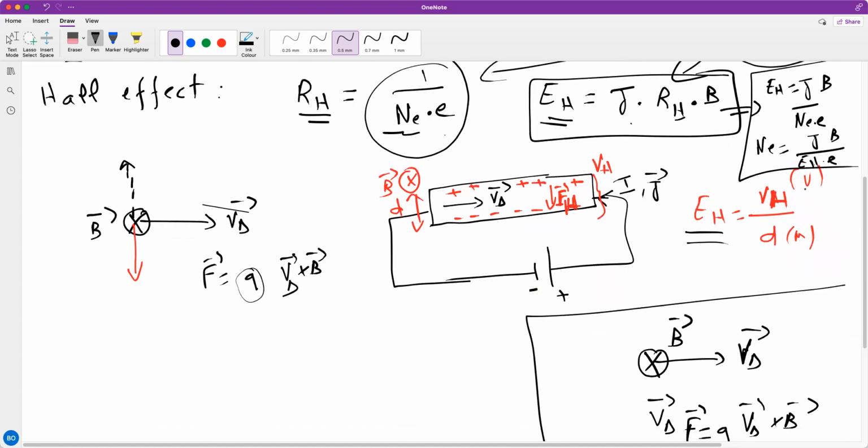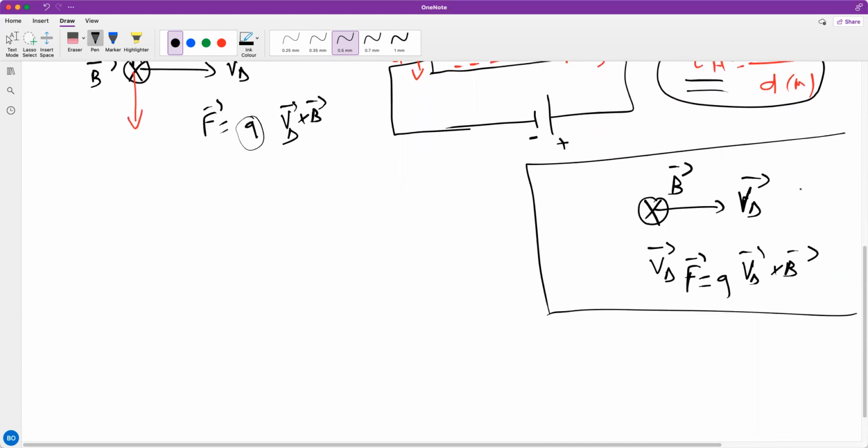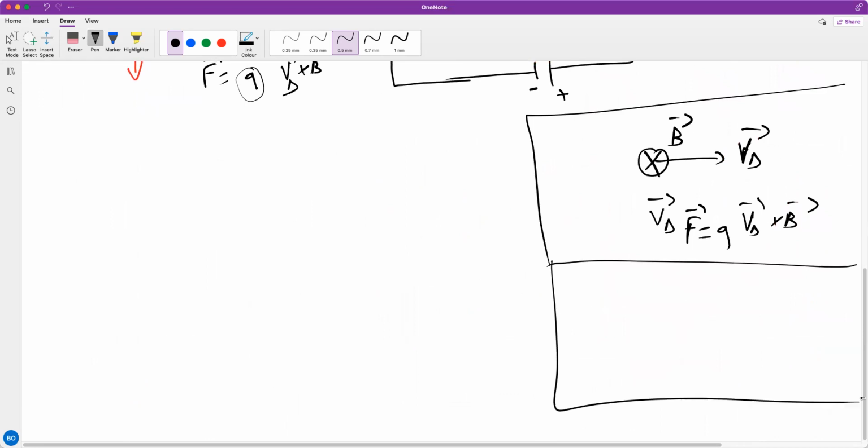So I received a question about this. Actually, the electric field has nothing to do with the Hall effect. Whenever you have an electric field, this has nothing to do with this situation.